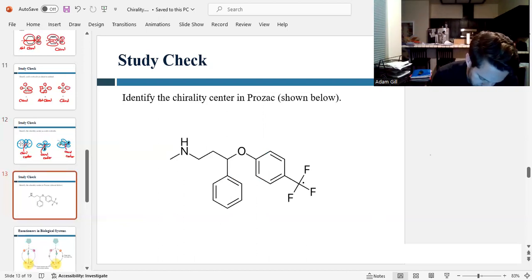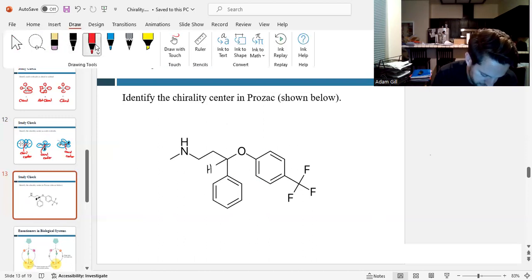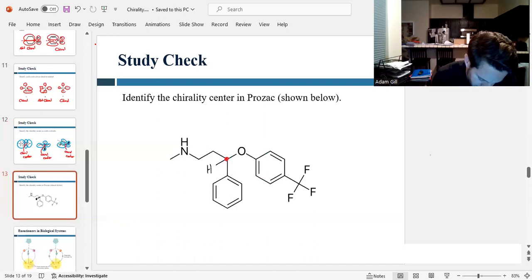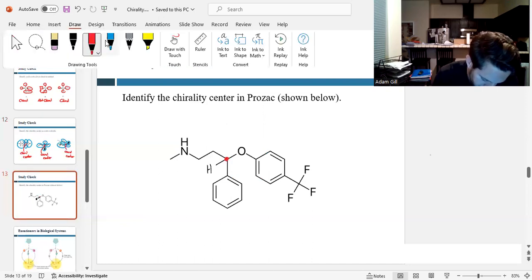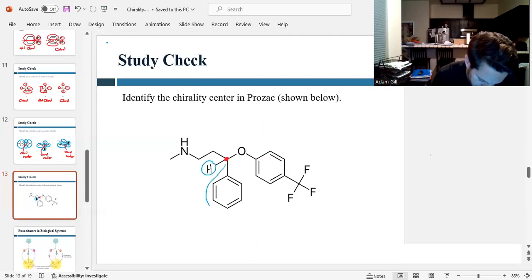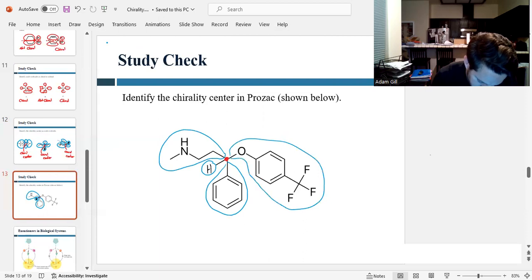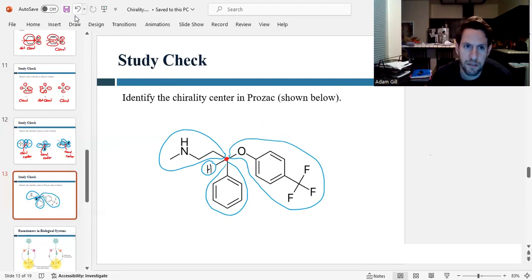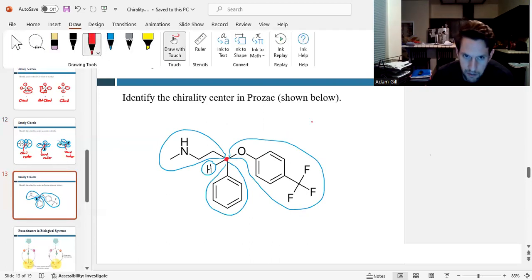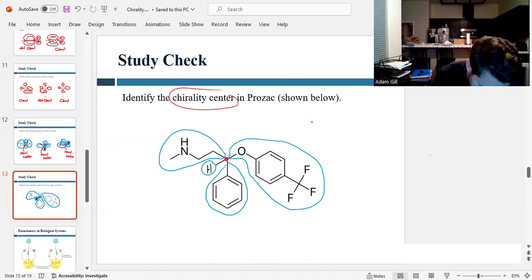So let's draw our attention over here. If I fill in the hydrogen at that position, this carbon right here has several different groups. It's got the H, it's got the benzene ring, it's got all of that right there, and all of that right there. So those are 4 different groups attached to the same carbon, which means that this carbon right here is our chirality center.